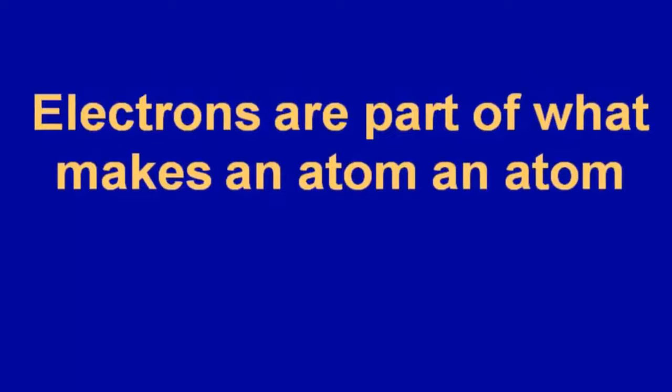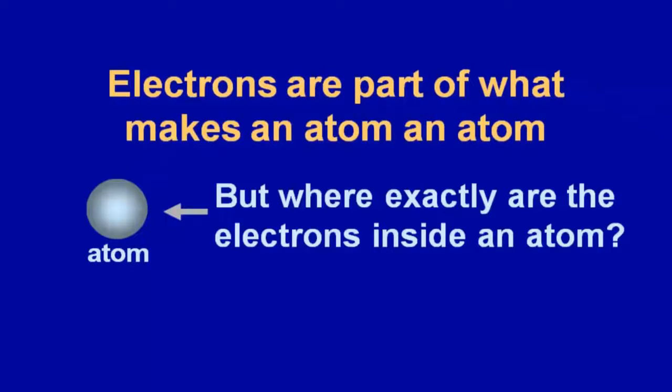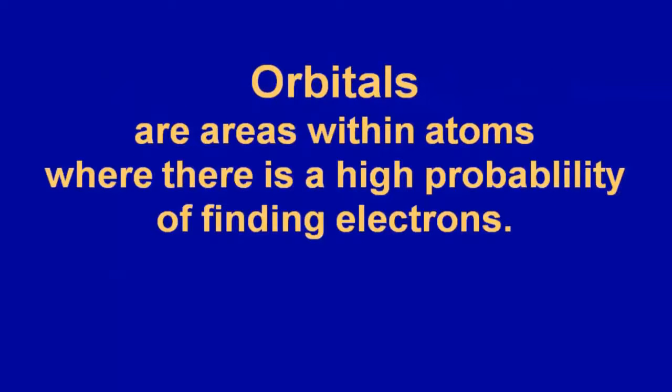So we know that atoms are made out of electrons, protons, and neutrons. Electrons are very important. The arrangement of electrons really dictates how atoms will interact with each other. But we don't really know where electrons are inside an atom. We can define areas where they are with some high probability, but we can never really know exactly where they are. And so we define these areas as orbitals. Orbitals are areas within atoms where there is a high probability of finding electrons.